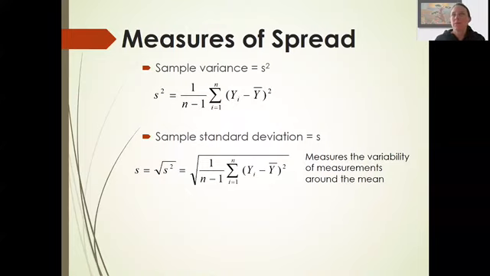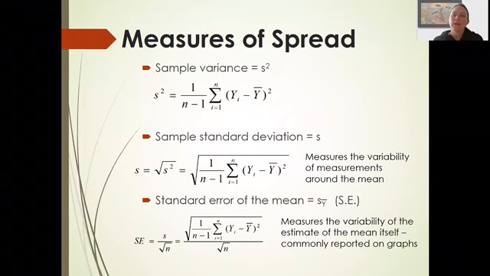So people don't often report the variance in their data sets, but they often report the standard deviation, or they report another value that's calculated from the standard deviation, which is called the standard error. The standard error of the mean is S sub y bar, or sometimes just SE for standard error. And it's basically just the sample standard deviation S divided by the square root of your sample size, n. Okay? And so what you'll see here is that whole value divided by the square root of n. And this is a measure of the variability of the estimate of the mean itself.